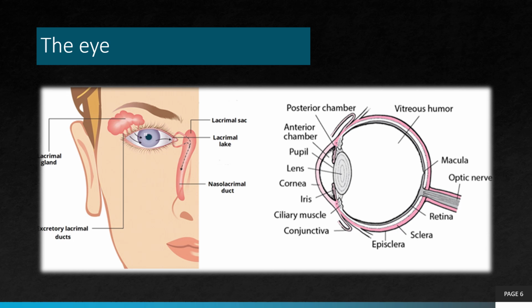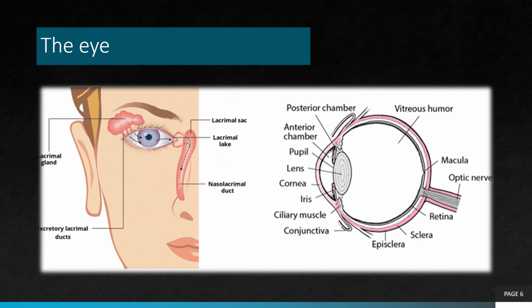Light enters the eye through the cornea, passes through the pupil, which is controlled by the iris, and then through the lens, which focuses the light onto the retina. The retina, located at the back of the eye, contains photoreceptor cells that convert the light into electrical signals. These signals are then transmitted to the brain via the optic nerve, where they are interpreted as visual images.